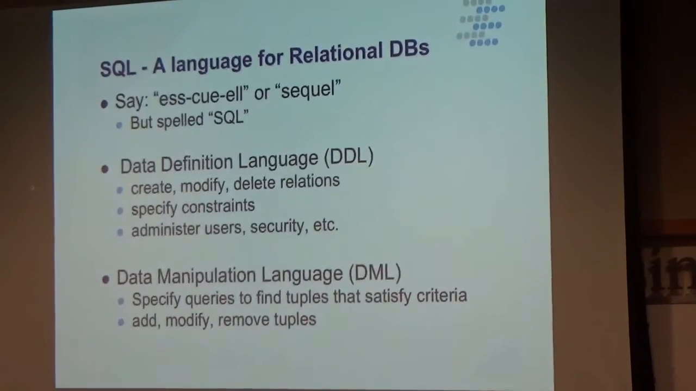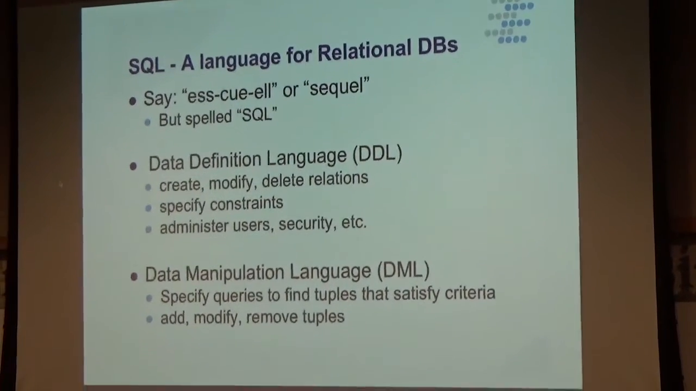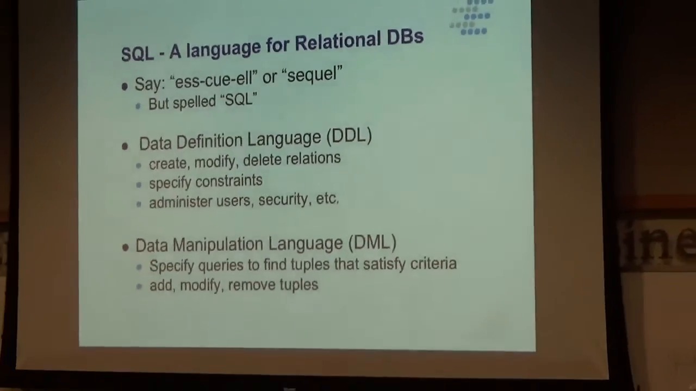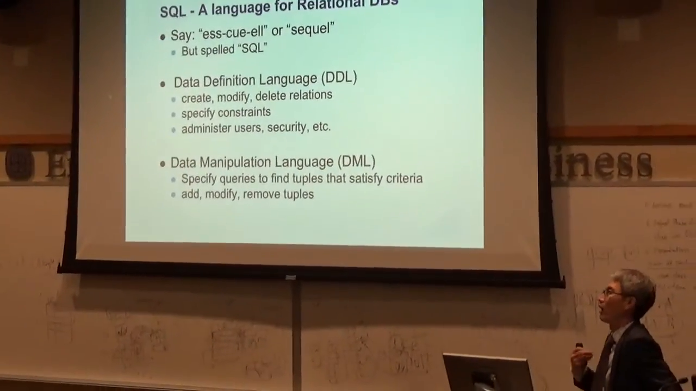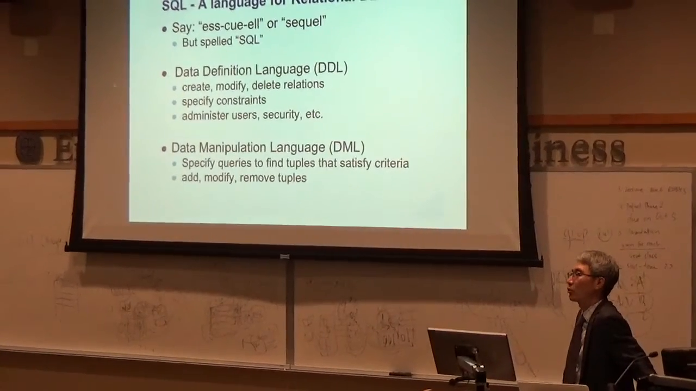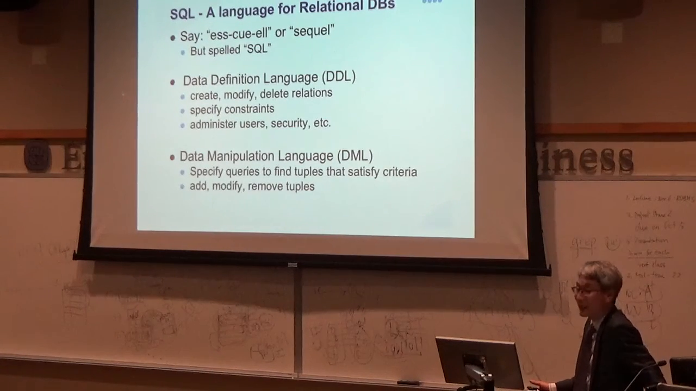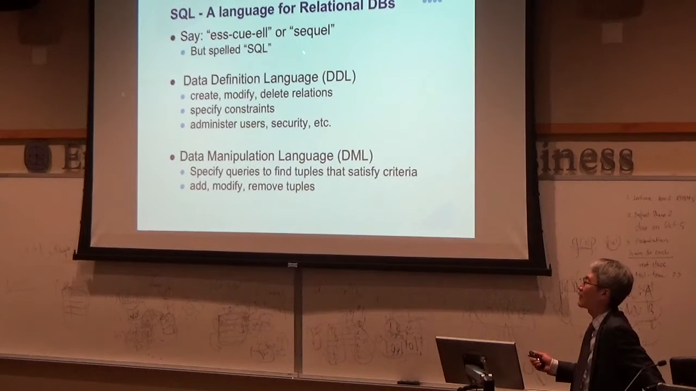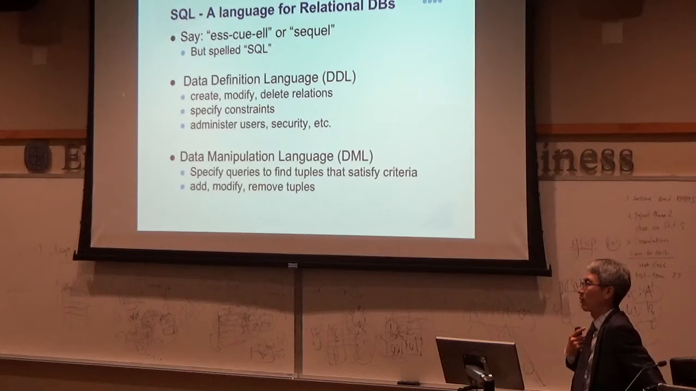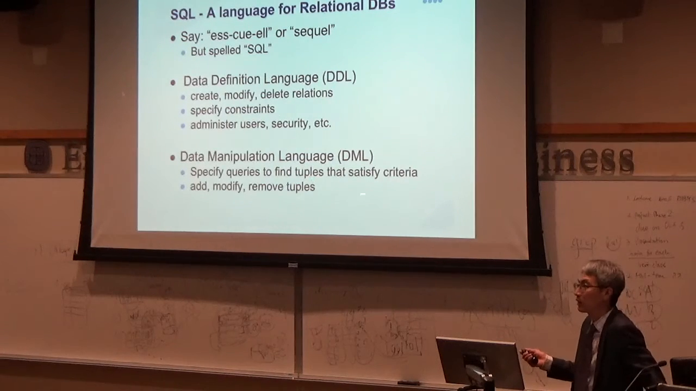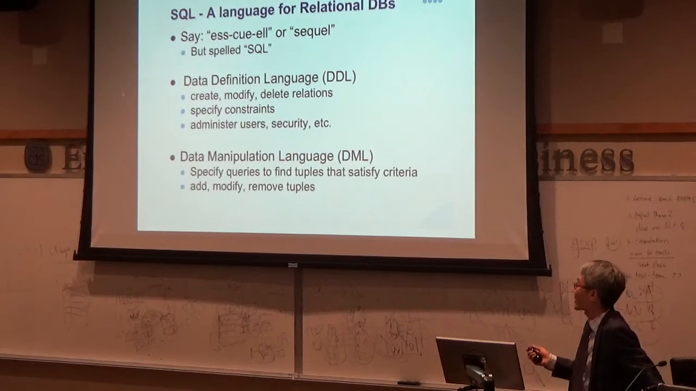To access such data, each model provides an interface. In the relational database model, they provide SQL. Doesn't matter whether you say S-Q-L or sequel. Officially it's called SQL, but it doesn't matter. It consists of two parts: DDL, data definition language, as well as data manipulation language. The first one can create the data structure. With the second one, you are able to manipulate or access the data.